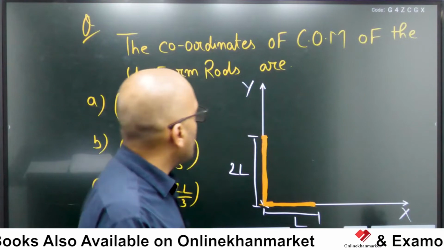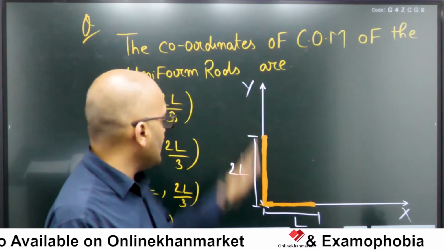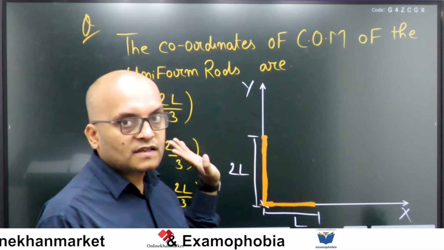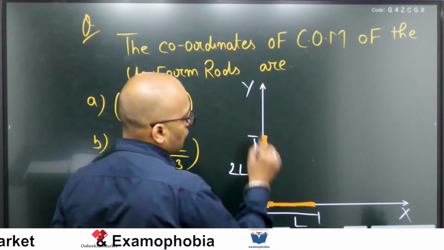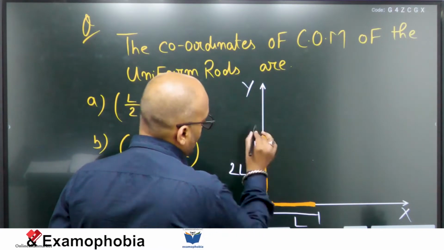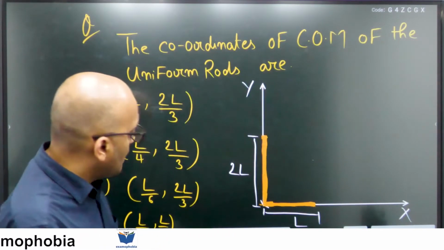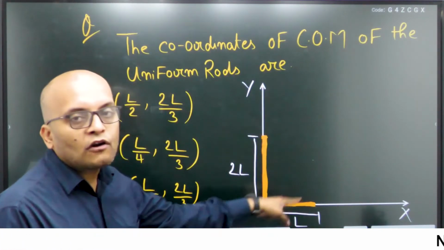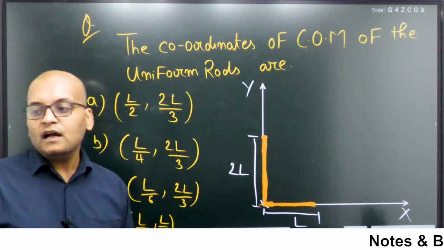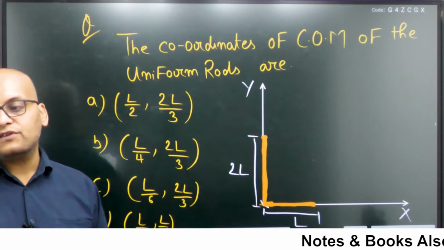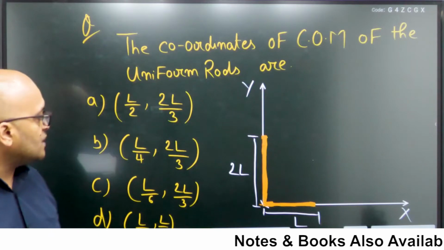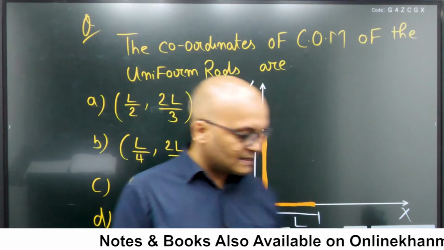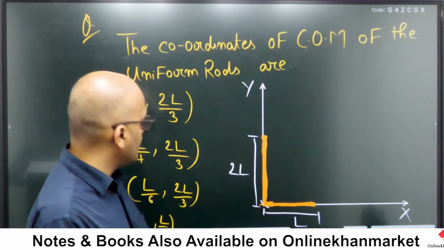So look here, I am provided with the coordinate axis, that is x and y axis, and two rods are located here. Please look here. Along y axis, a rod of length 2L is present, okay, and along x axis, a rod of length L is present. So how to determine the center of mass of this system? What do you suggest? How to do it?